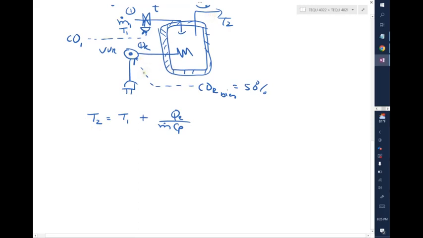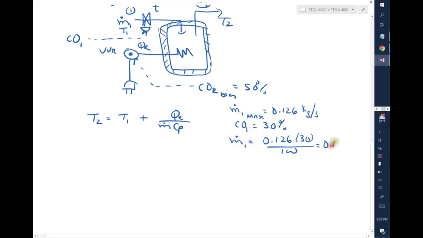Let's use the same parameters as part 1 just to make life easier. In part 1, actually, M1 maximum we leave at 0.126 kilograms per second. That's the mass flow, and we said that CO1 was to be set at 30%, and with that we calculate the actual flow. So that's 0.126 times 30 divided by 100. If I remember, it was 0.0378 kilograms per second.